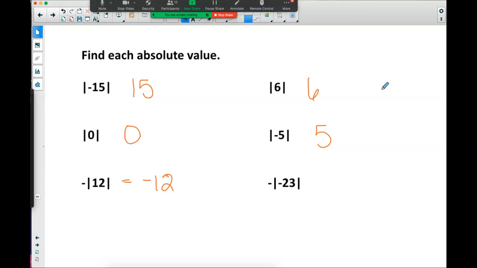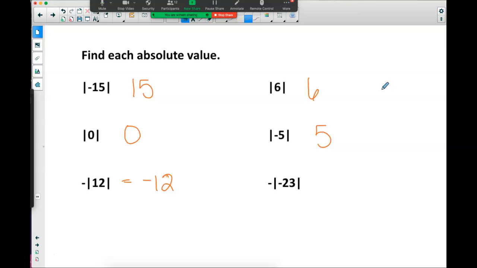Maybe because the negative sign is on the outside. Absolutely. So another phrase I can use for negative is the opposite of. So this is really saying the opposite of the absolute value of 12. The absolute value of 12 is 12. The opposite of that is negative 12. Does that make sense? So we do what's in the absolute value signs first, and then we stick the negative sign on.